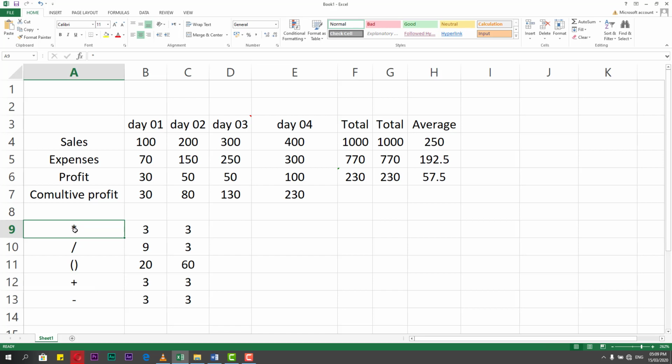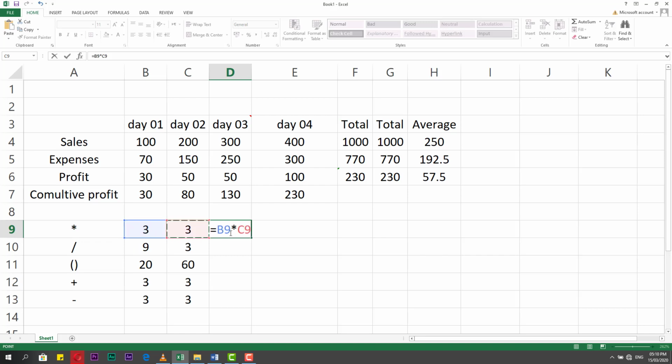This is multiply. If I need to make a formula for multiply, just come here, and first we must put the equal sign. After this, put this and put this. Multiply, this multiply shape, it will be 9. I must put this to get the multiply formula.